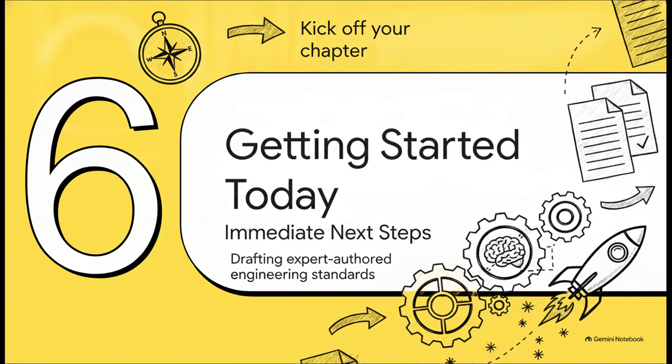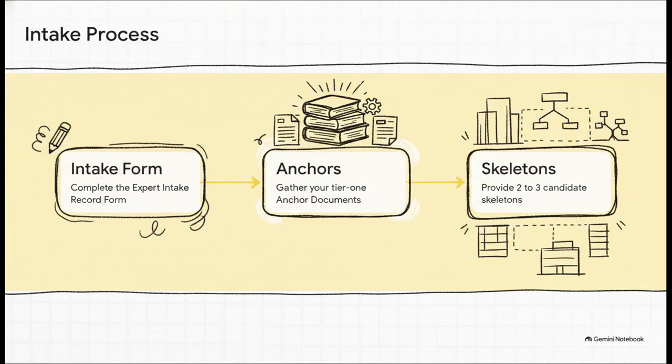Finally, Section 6. Getting started today. Your immediate next steps. To officially kick off the intake process, we just need 3 quick deliverables from you. First, simply fill out the expert intake record form. Second, gather up and send us the PDFs of your Tier 1 anchor documents, the absolute Bibles of your specific subject area, plus any secondary supporting research. And third, sketch out 2 to 3 candidate skeletons. This is basically just a preliminary table of contents outlining how you think the chapters should be structured. Getting this right ensures the AI's architecture is anchored in your expert intent from day one.